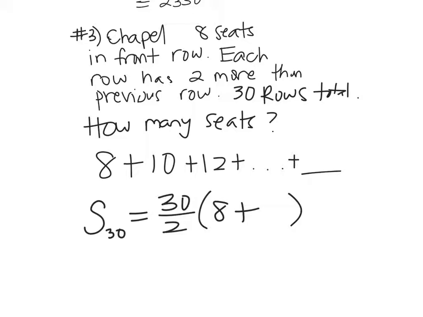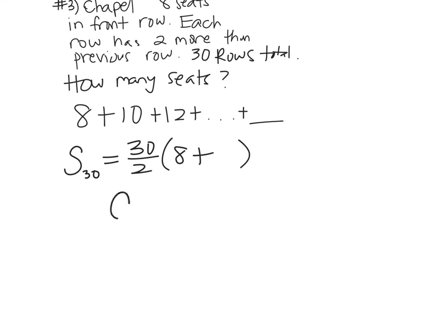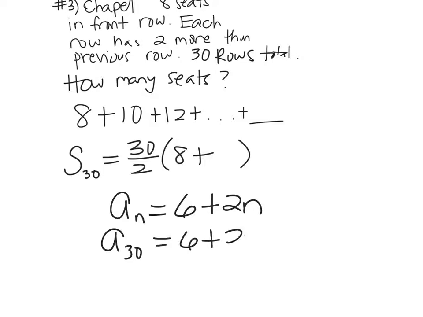So we can make an explicit formula for this. The explicit formula would be a sub 0 plus dn. It's going to use the stuff that we already did. So what would a sub 0 be? 6 plus 2n. That's the explicit formula. If you don't like that formula, use the other one, it'll get you there too. You could do 8 plus d times n minus 1. Now let's find out what the 30th term is by doing 6 plus 2 times 30. So how many seats are in that last row? 66. Good. 66 in the 30th row, so I'm going to plug in 66 right there.